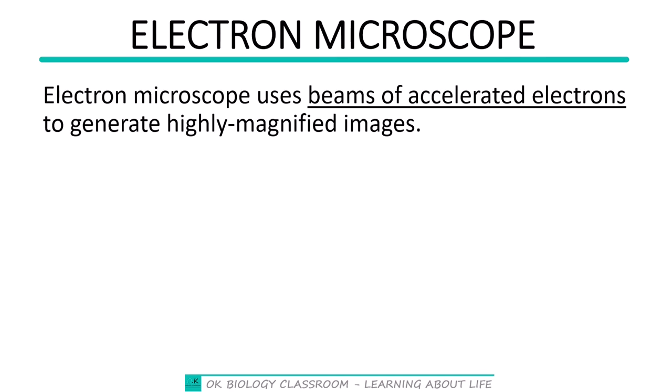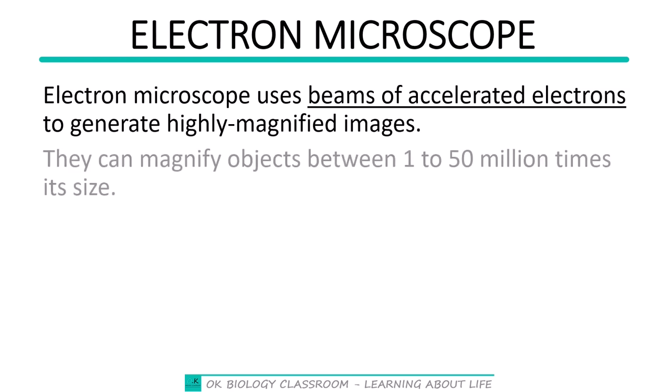Now, the electron microscope. The electron microscope uses beams of accelerated electrons to generate its magnified images. So, as the light microscope depends on light, the electron microscope depends on electrons. And they can magnify objects about 1 million times to 50 million times the size of it. So you can imagine that is quite huge. When you are talking about hundreds and thousands of magnification for the light microscope, in this case you are talking about millions of magnification for the electron microscope.